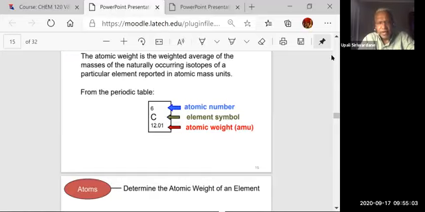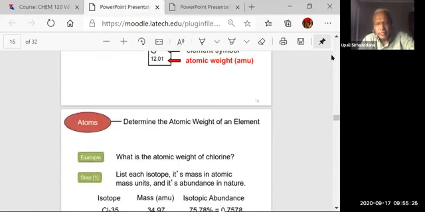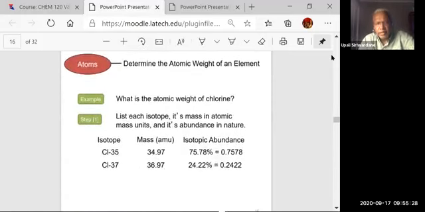Atomic weight in the periodic table is given in AMU, but we mainly use grams per mole. Grams per mole is the same as AMU. Grams per mole is useful in stoichiometric calculations. Therefore, the carbon atomic mass 12.01 in grams per mole is used often. Atomic weight of an element.